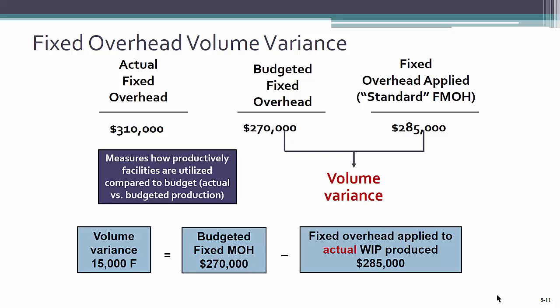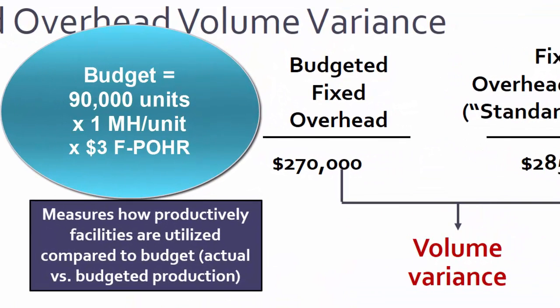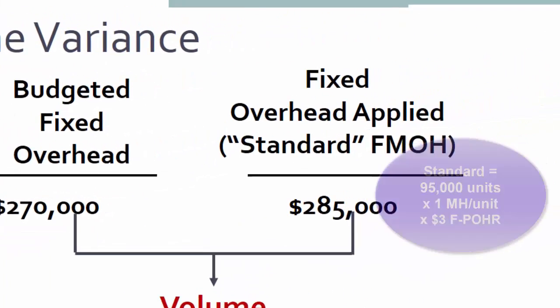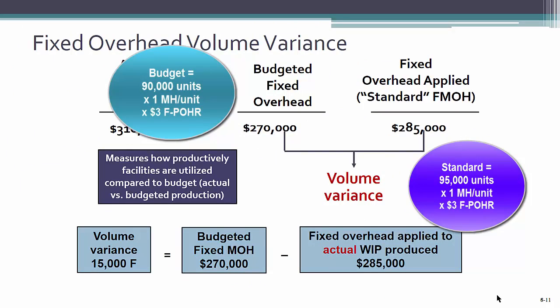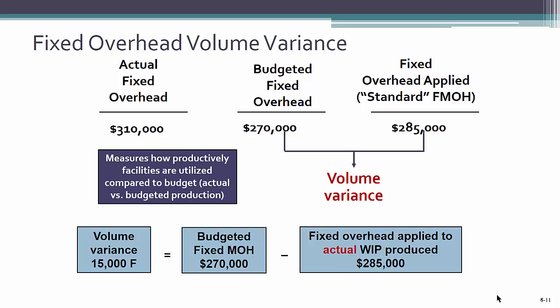In our example, the budget said we should make 90,000 units for a total fixed overhead cost of $270,000. Instead, we produced 95,000 units with a total standard overhead cost of $285,000. That's 95,000 units times 1 machine hour per unit times $3 fixed POHR. Please refer back a few slides if you've forgotten how we got to these numbers. The $15,000 difference between these last two amounts is related only to the level of production. It's related to the 5,000 units times 1 machine hour per unit times the $3 fixed POHR.